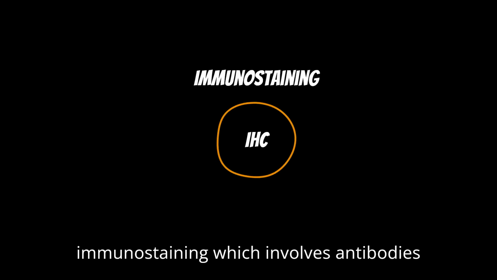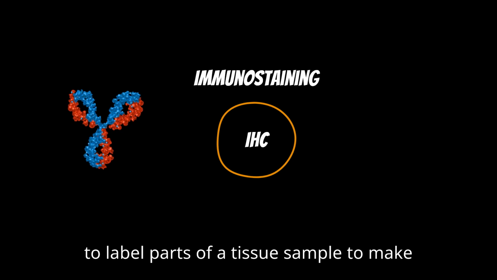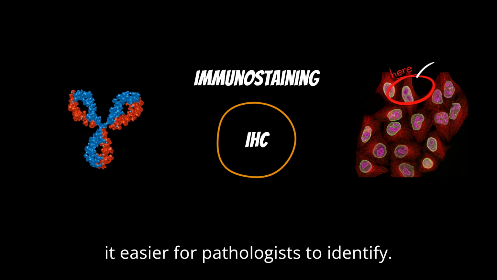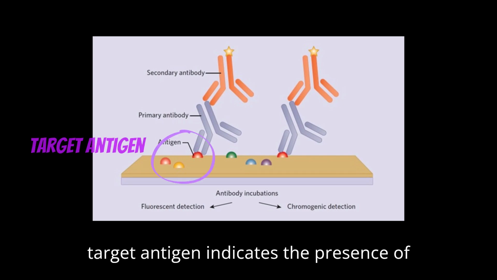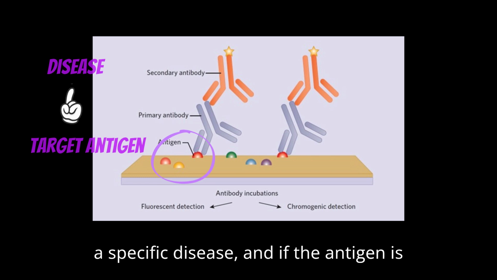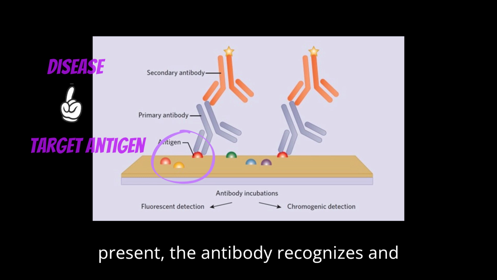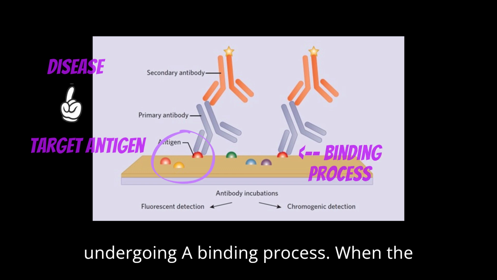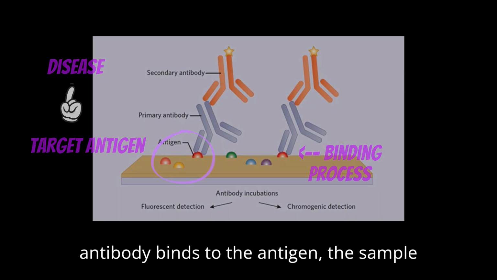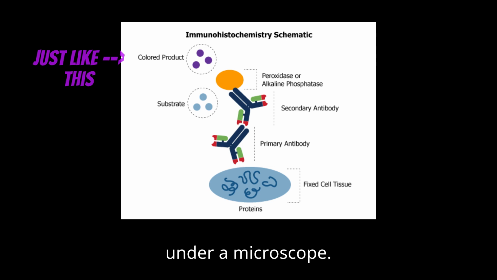Immunohistochemistry is a type of immunostaining which involves antibodies to label parts of a tissue sample to make it easier for pathologists to identify. The antibodies are used to detect a target antigen in the tissue sample. The target antigen indicates the presence of a specific disease, and if the antigen is present, the antibody recognizes and attaches itself to the antigen, undergoing a binding process. When the antibody binds to the antigen, the sample stains in a certain color when viewed under a microscope.